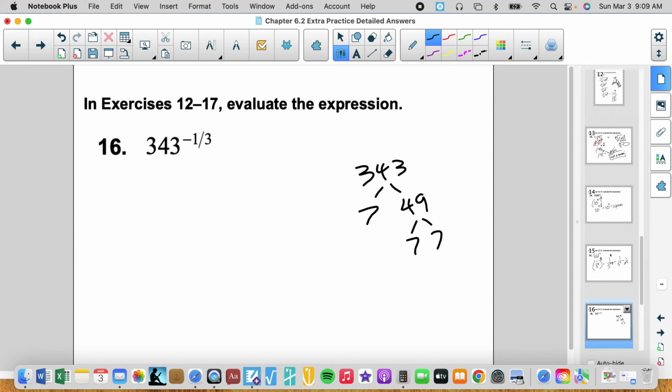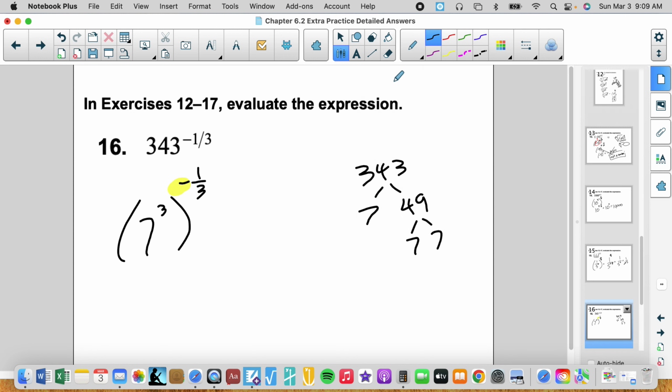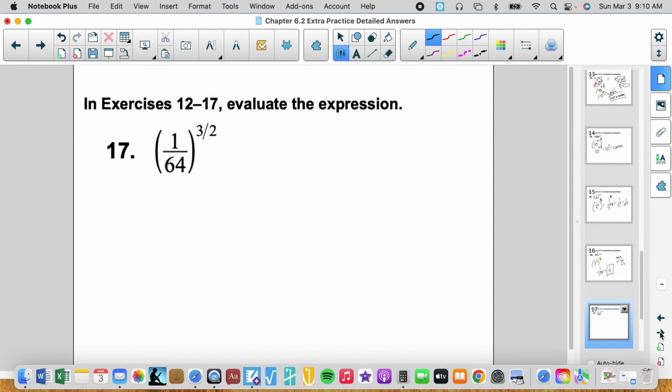So that's going to be 7 to the 3rd to the negative 1/3. Okay, now let's deal with that negative exponent. All that does is you take the reciprocal, it puts it in the denominator. So you have 1 over 7 to the 3rd times 1/3, which equals 1 over 7. Oh, I like that. That was a little tricky.